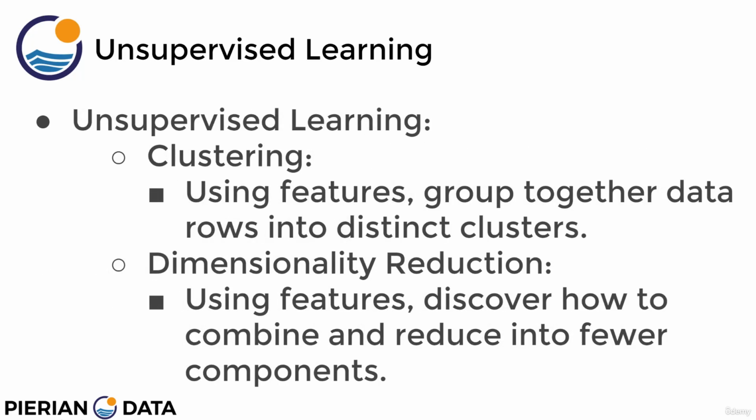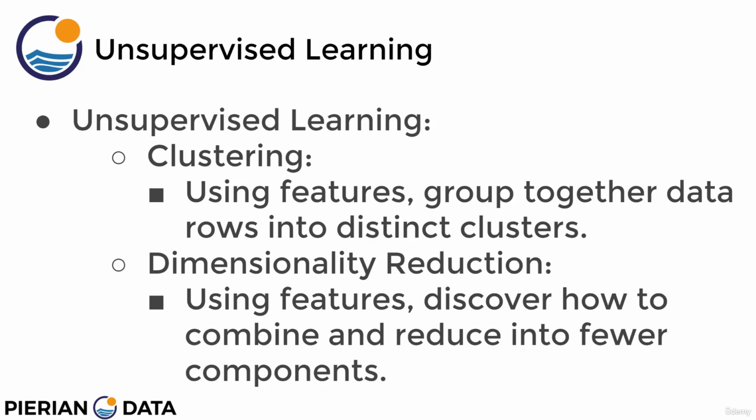So in general, when we're talking about unsupervised learning, in the same way we split supervised learning into classification and regression, we're going to split our understanding of unsupervised learning into clustering and dimensionality reduction. In clustering, we're going to use features and try to group together data rows into distinct clusters. We can almost think of this as trying to discover a correct Y label when we're not given one.